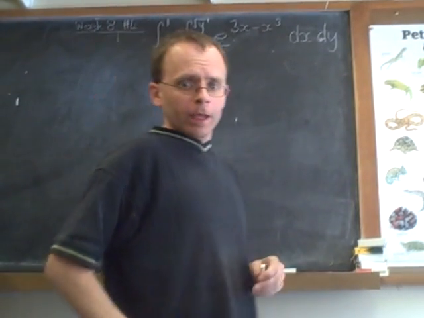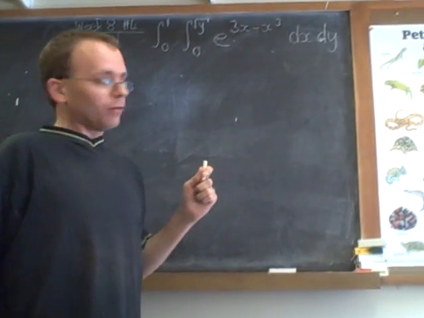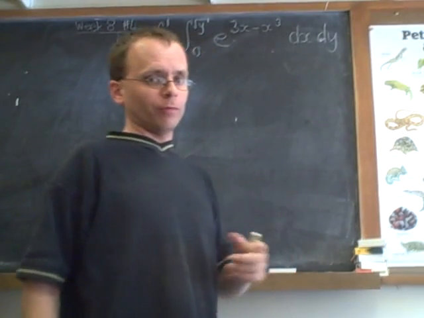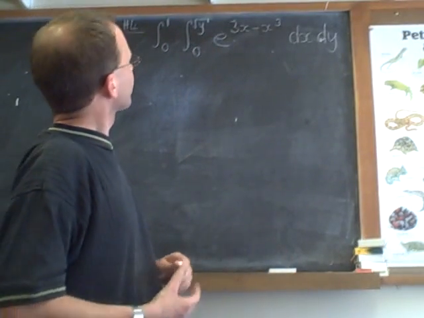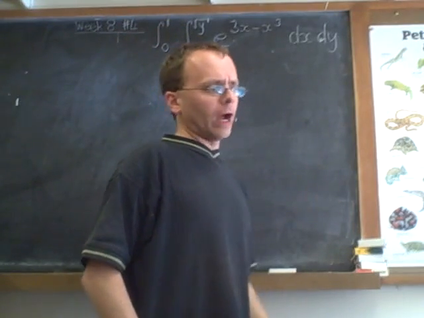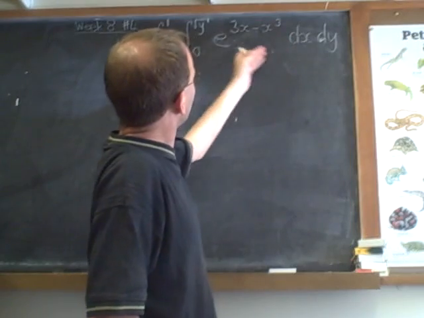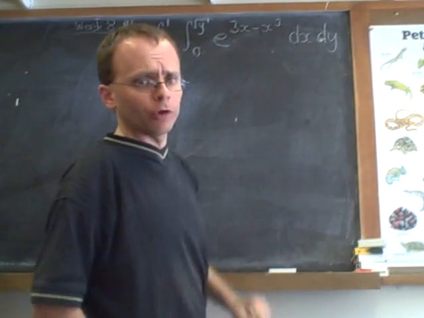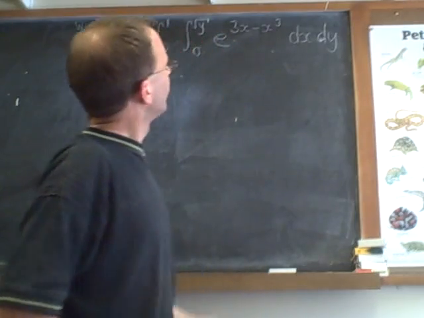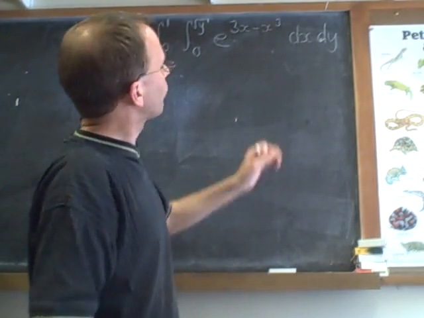So I'd like to illustrate the process of changing the order of integration using this example that you'll be familiar with from your homework. The point is, this double integral is too difficult to do as it stands, and the inner integral is with respect to x, but e to the 3x minus x cubed is something we don't know how to integrate with respect to x. But if we're lucky, this may be easier the other way round.